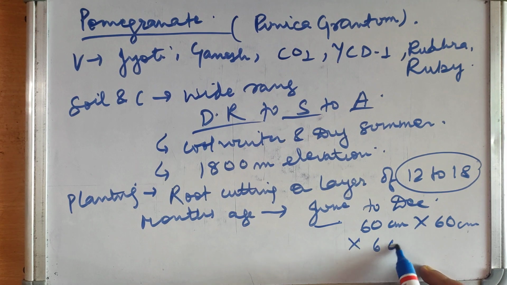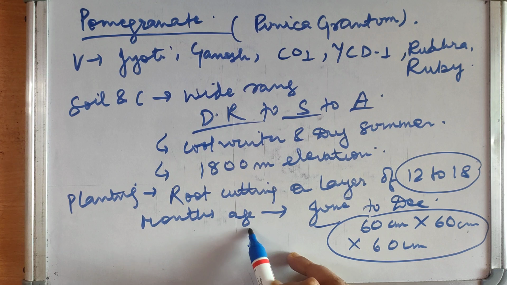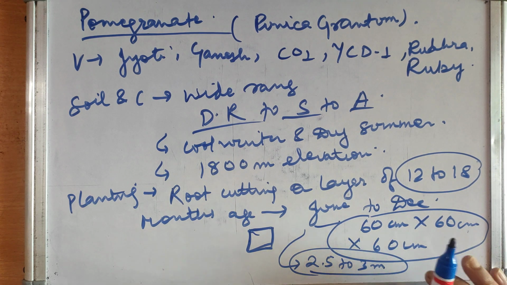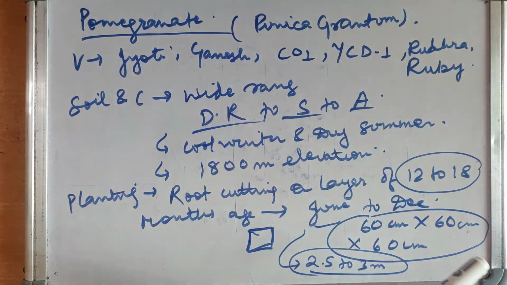This should be the pit. The pit should be 60 centimeter in depth, length and breadth, and spacing should be around 2.5 to 3 meter. Either way, distance between two plants should be 2.5 to 3 meter.